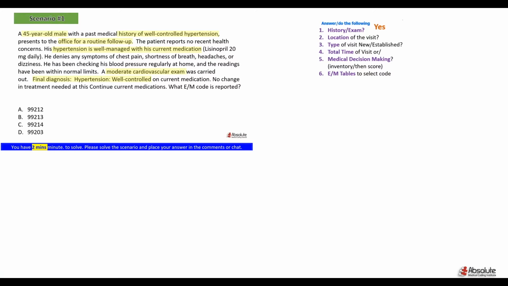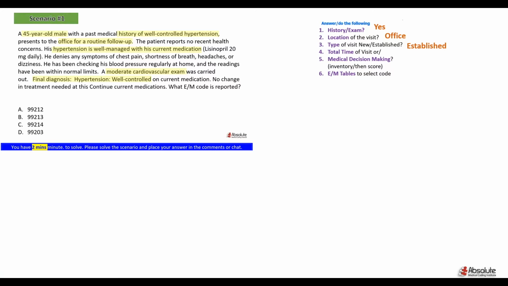We will answer the questions we are supposed to ask before solving the E/M scenario. Whether there's a medically appropriate history or exam performed: yes, there was. Location of the visit: this is an office visit. And type of the visit, new or established: it's not documented anywhere that it's a new visit, and it's mentioned that it's a routine follow-up, so we'll take it as an established visit.